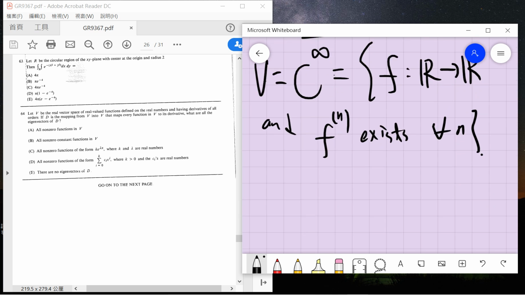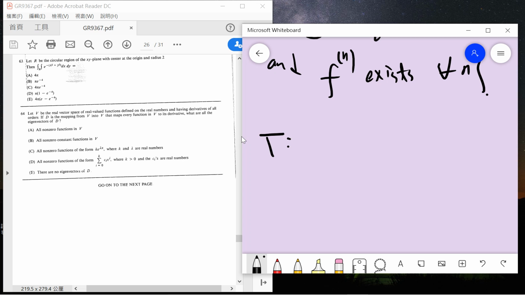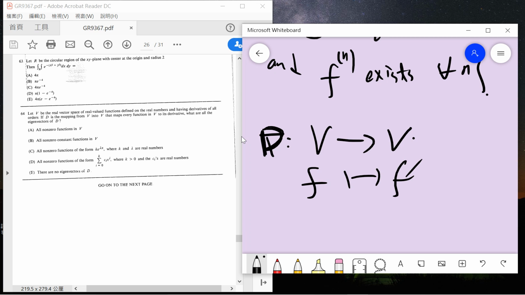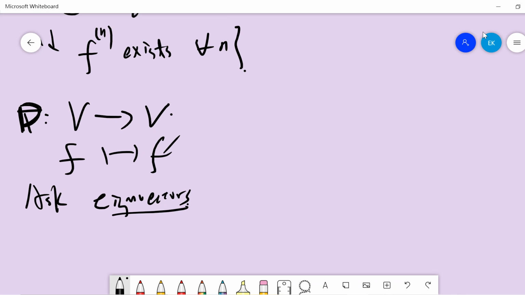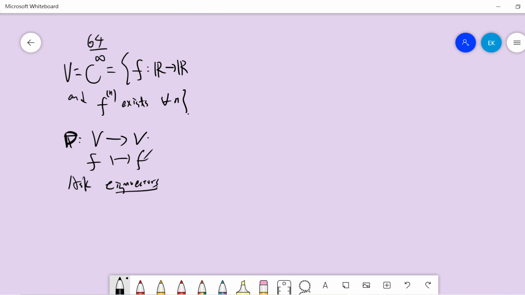And they define a map T from V to V. They define a map called D, from V to V, just from f to f prime. And they ask about eigenvectors. So now everybody knows the setting. This is simple, we just try to solve for the eigenvector, right?